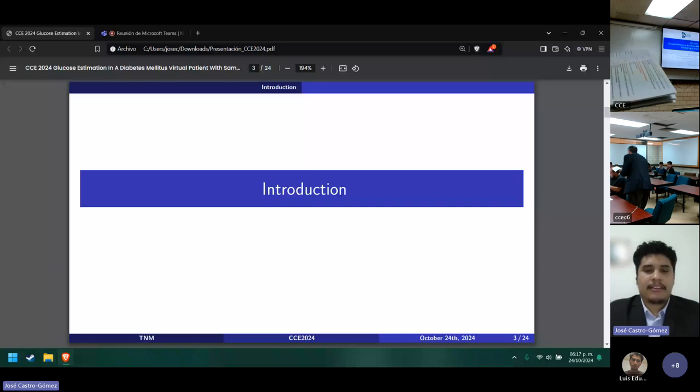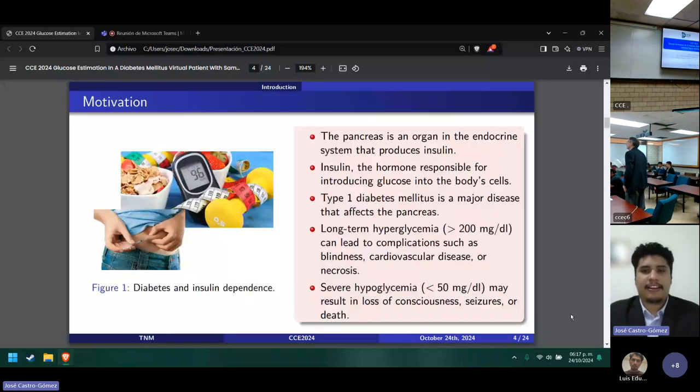At the beginning, what is the pancreas? The pancreas is an organ in the endocrine system that produces insulin. The insulin is a hormone responsible for introducing glucose into the body cells. There, the glucose is transformed into energy so the body can function throughout the day.